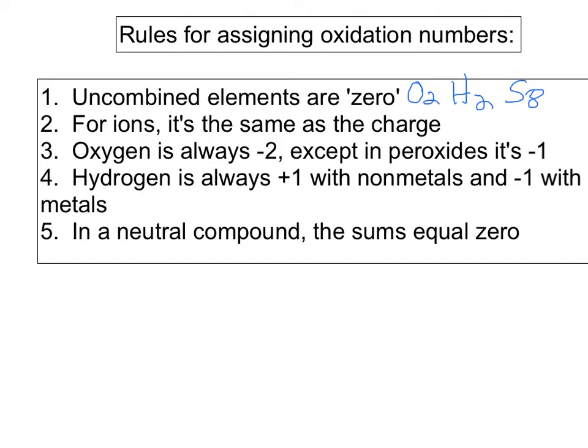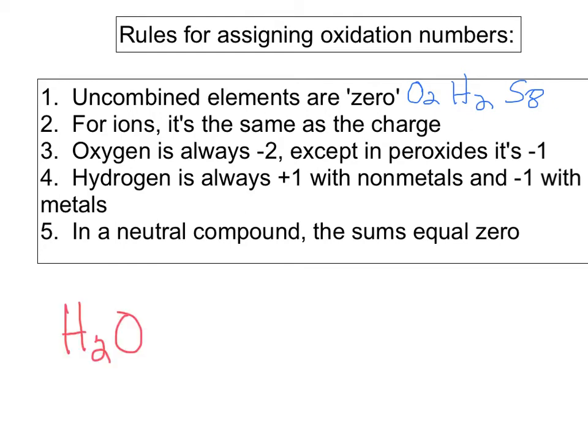And hydrogen is always a +1 as long as it's bonded to a nonmetal. In the case of a metal hydride, or hydrogen bonded to a metal, the oxidation number in that case for hydrogen would be a -1. And in a neutral compound, the sum of the oxidation numbers should all equal 0.